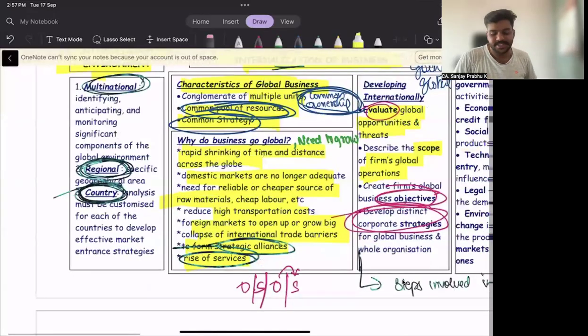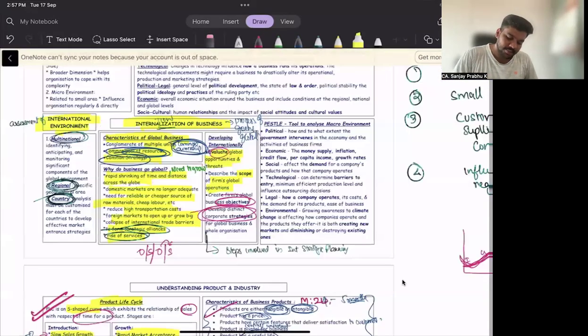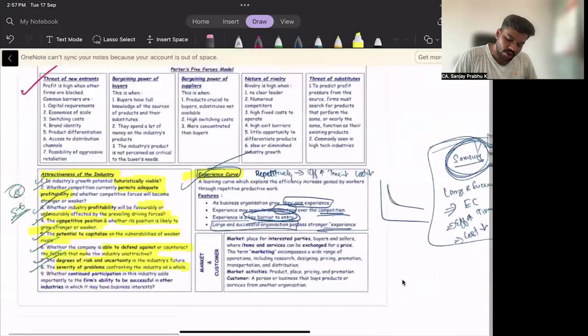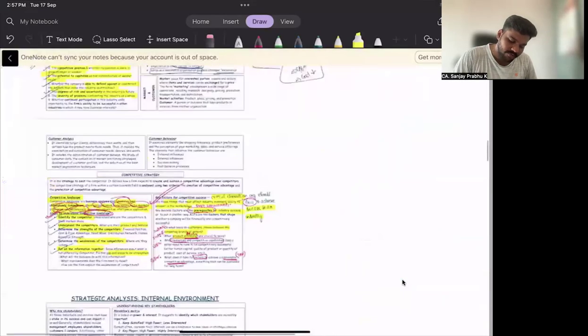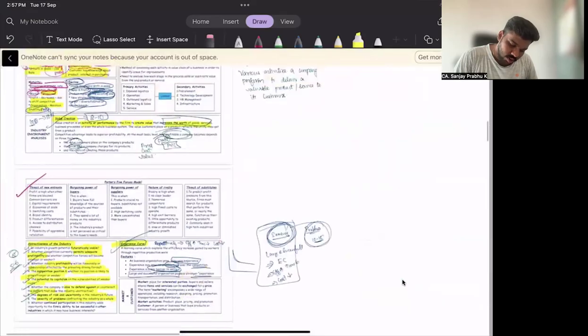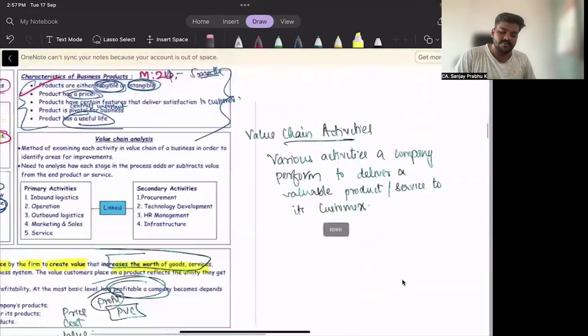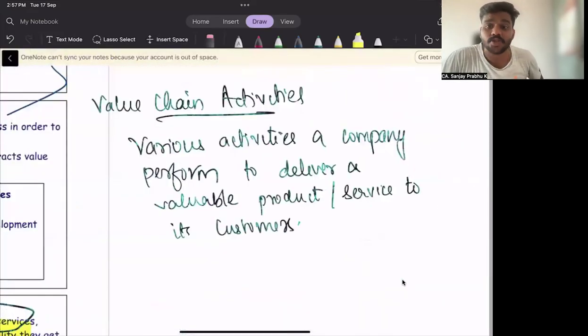Internationalization of business. Next, I'm going to take a topic called value chain analysis. What is the topic? Value chain analysis. Okay, what do you mean by value chain activity?